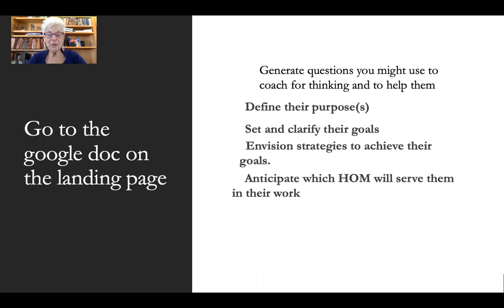And at that place, I'm going to ask you to take some time now to generate some questions. How might you use some of these questions for coaching for thinking? And so I walked you through, and now I'm asking you, what kinds of questions can you ask to help them define their purposes? What kinds of questions can you ask to help them set and clarify their goals? How do you help them to envision the strategies they're going to need to actually accomplish their goals and anticipate which habits of mind will serve them to do their work? So this is an opportunity to build a chart of questions that you might ask that you'll have access to.